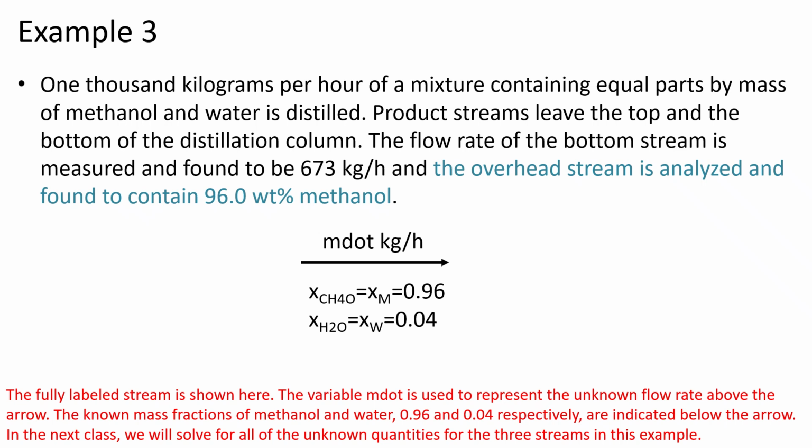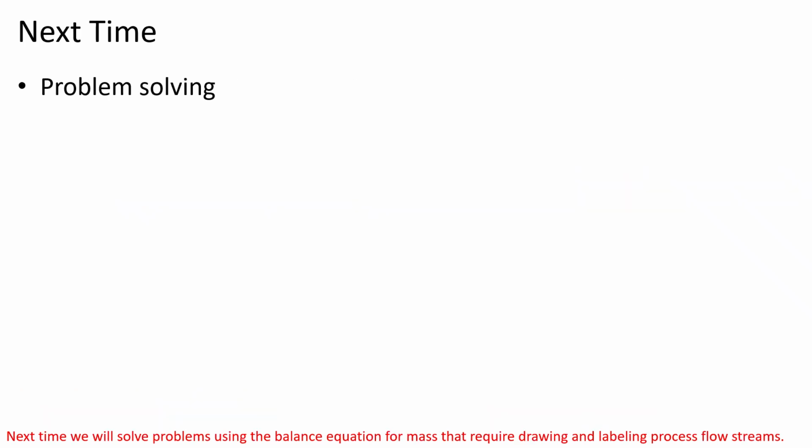The fully labeled stream is shown here. The variable m dot is used to represent the unknown flow rate above the arrow. The known mass fractions of methanol and water, 0.96 and 0.04 respectively, are indicated below the arrow. In the next class, we will solve for all the unknown quantities for the 3 streams in this example. Next time, we'll solve problems using the balance equation for mass that require drawing and labeling process flow streams.